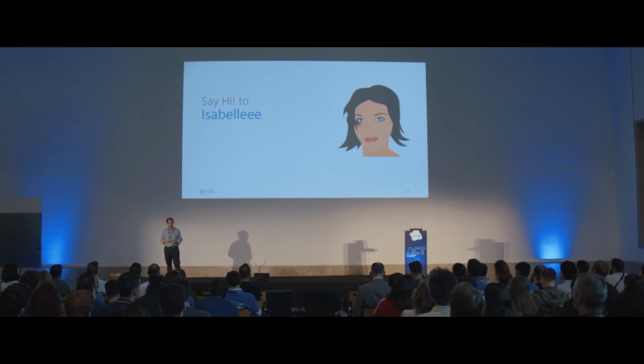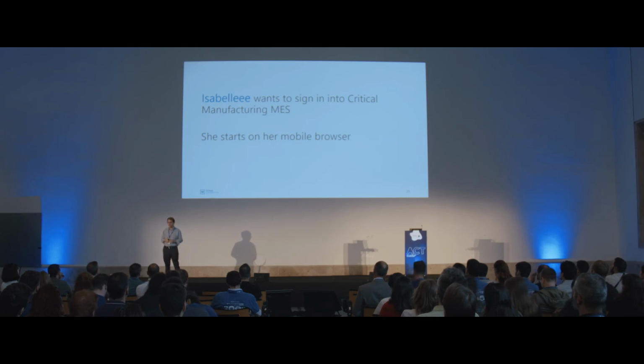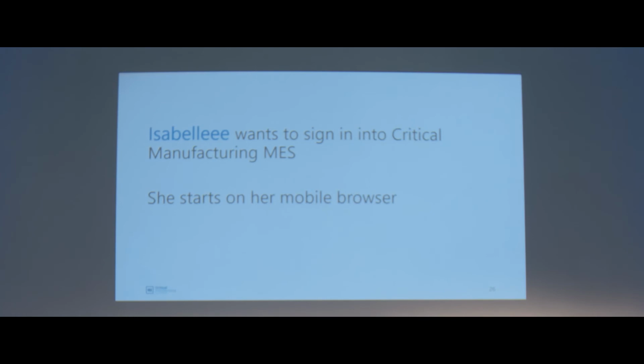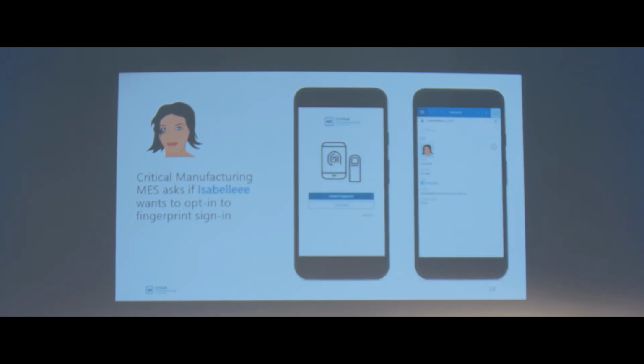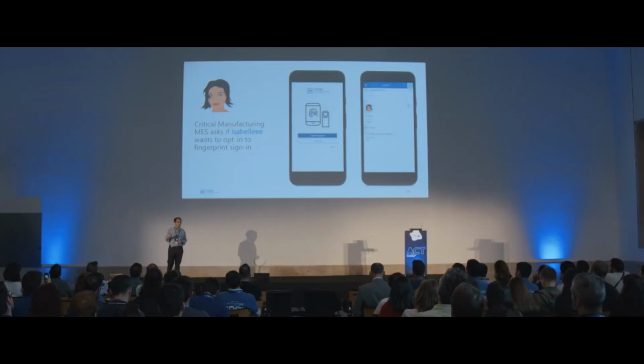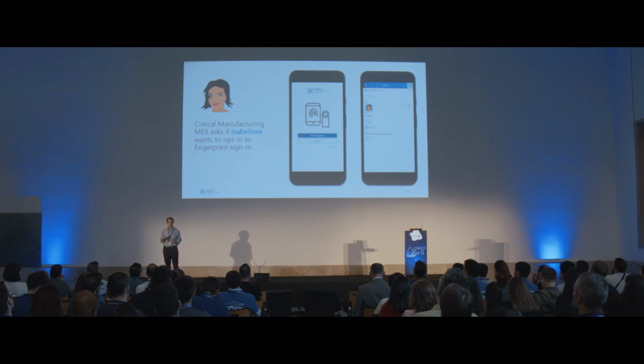So say hi to our model that will help us showcase our scenario. And she wants to sign in to a critical manufacturing MES, and she starts with her mobile phone. She opens her mobile phone, and for the first time, she needs to register. So she clicks on register, and the mobile phone, because it has a fingerprint reader, will ask her if she wants to enable fingerprint reading. And basically, she's automatically registered.